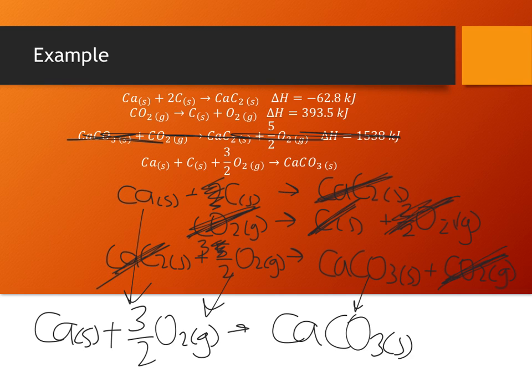So that means we added this one, and we flipped this one. So that'll be negative 62.8 plus 393.5 plus a negative 1538. Add those together and you get negative 1207.3.